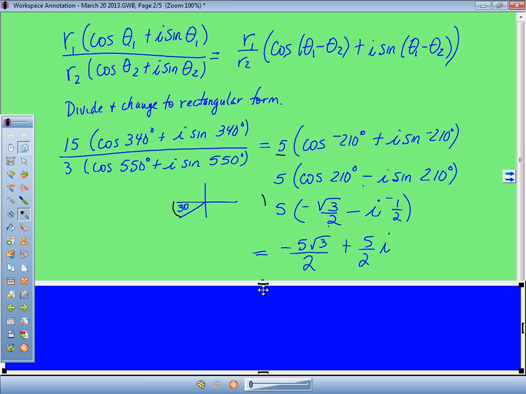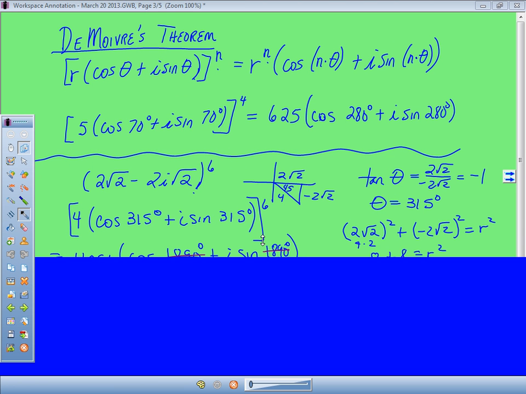All right, now, moving on. Here's where the meat happens. A lovely little process made famous by a French mathematician named de Moivre.